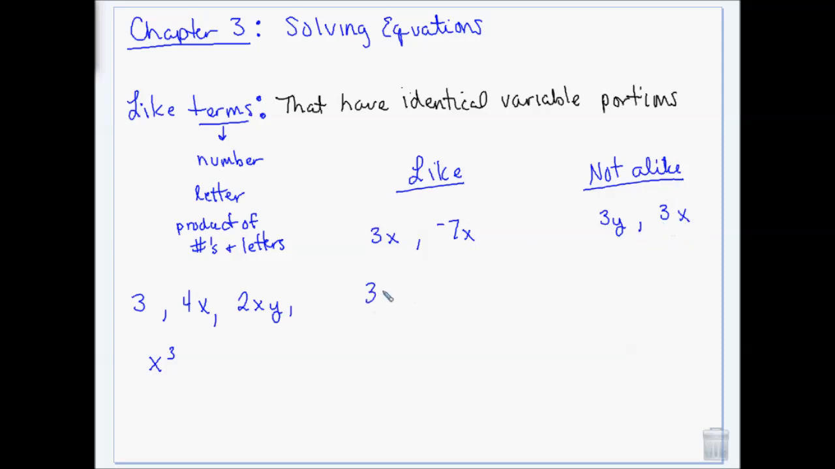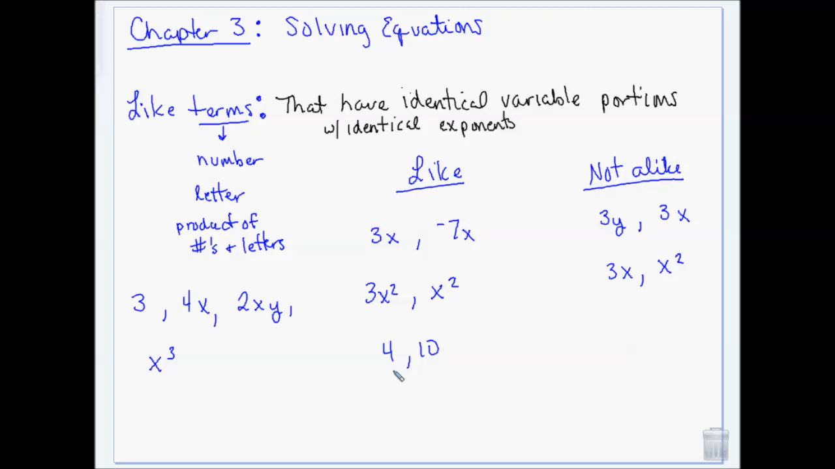I could do 3x squared and x squared. Those are alike. But 3x and x squared are not alike because while they're both x's, this is an x squared. So identical variable portions with identical exponents. Now all numbers are alike, 4 and 10, because they have no variable, so they're alike.